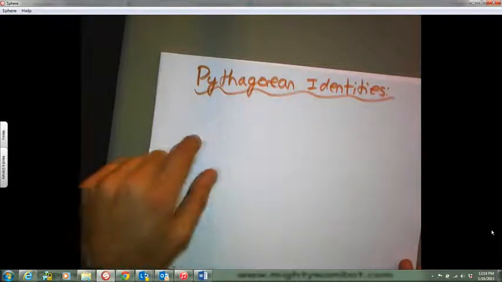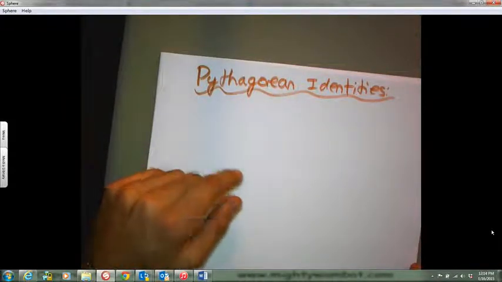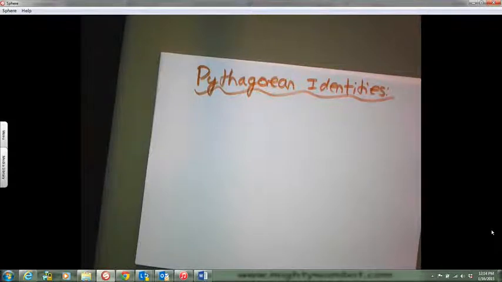There are 3 Pythagorean identities to know, and I'll prove how we get them. So imagine we take a triangle here. This is the proof. I'll let you know when we actually get to the 3 identities.